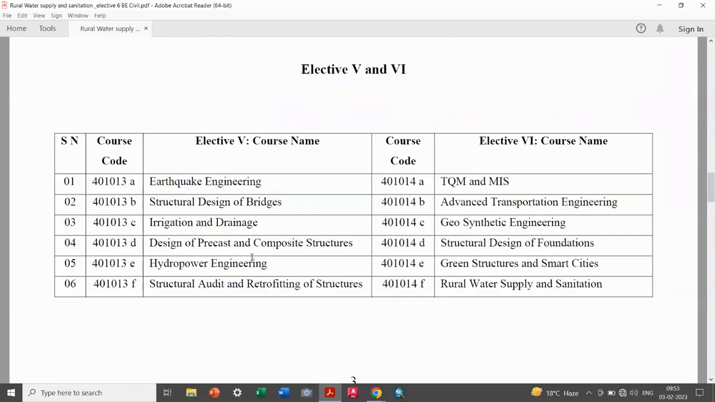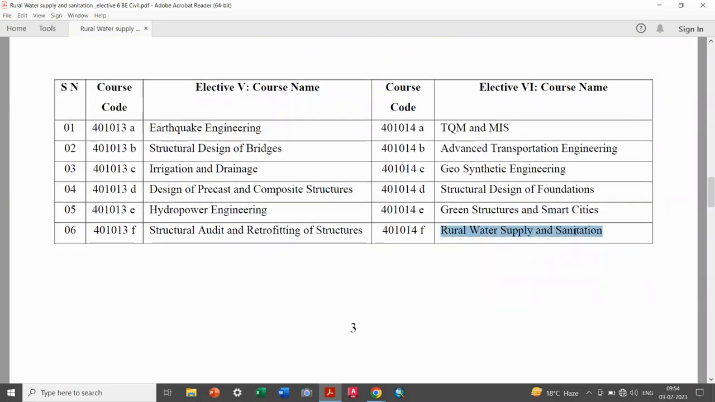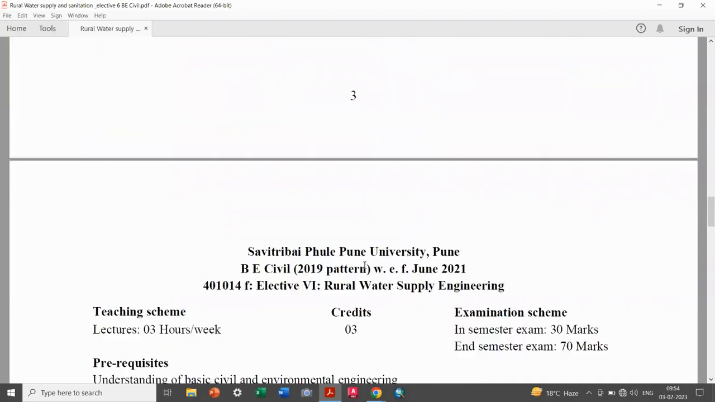Okay. So under that, we have offered two electives for your class. One is green structures and smart cities, and another one is rural water supply and sanitation. At this place, its name is rural water supply, and in the syllabus page, the name reflected is rural water supply engineering. So in general, you can consider this as rural water supply, and we will go to syllabus.